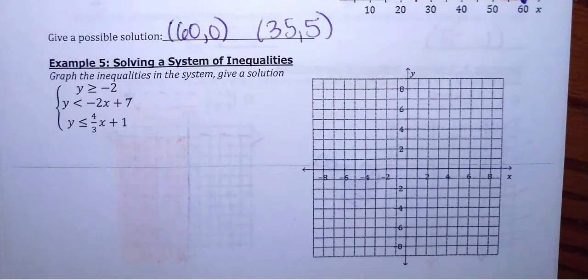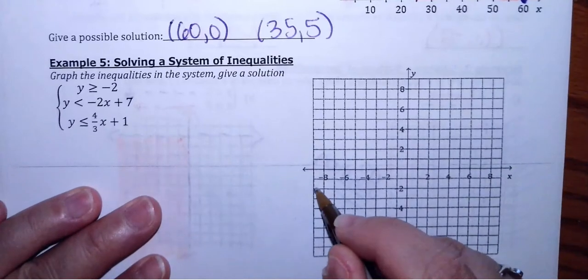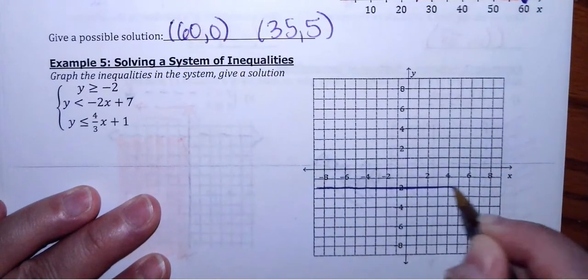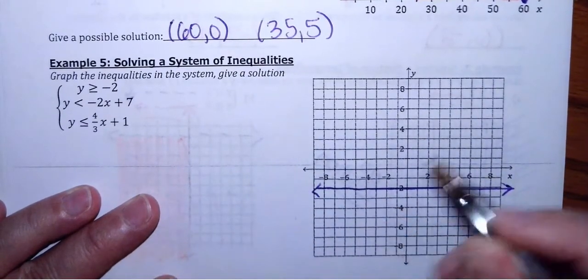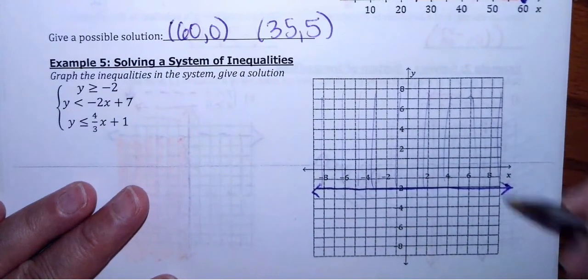And one last problem here. This is really just adding an additional inequality to the system. So this system actually has 3 inequalities, and we need our shading to work for all 3. So that very first one is a horizontal line at -2. That's going to be a solid line, and I'm just going to lightly shade above that.